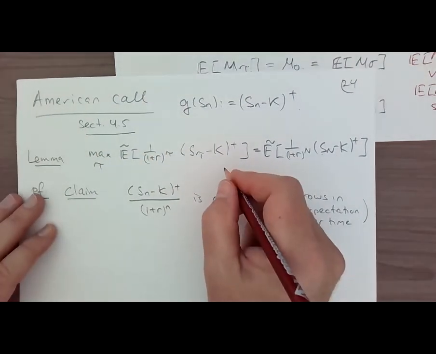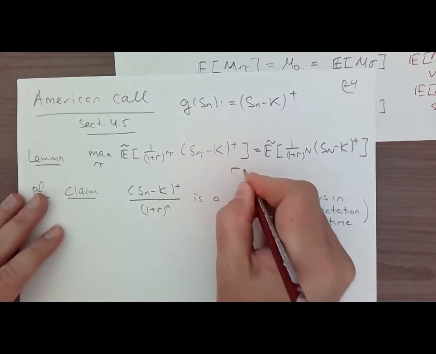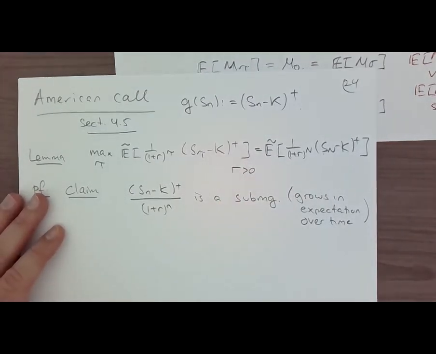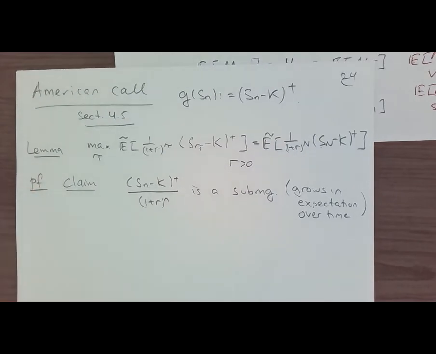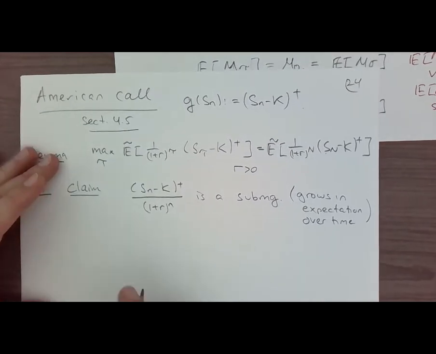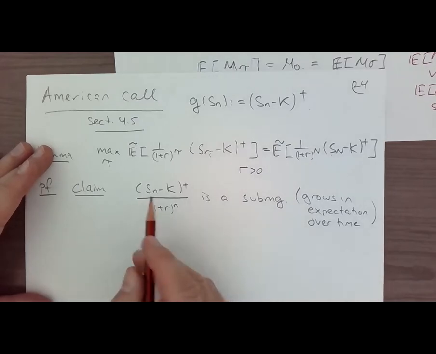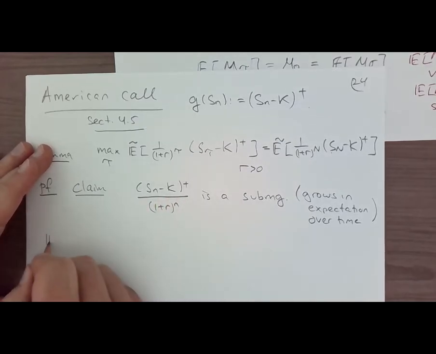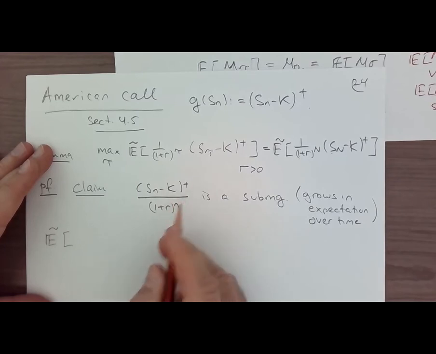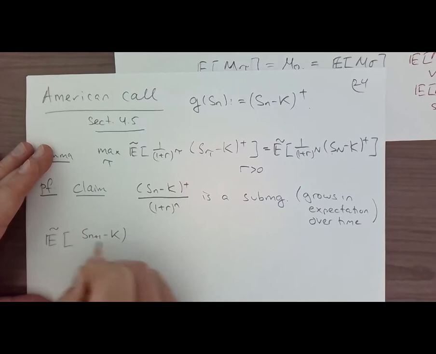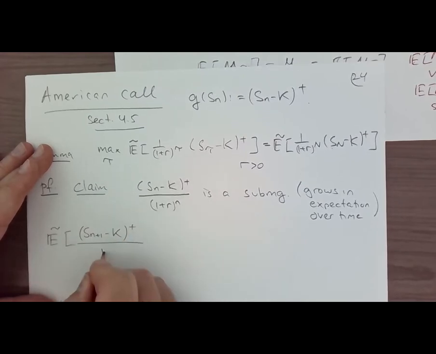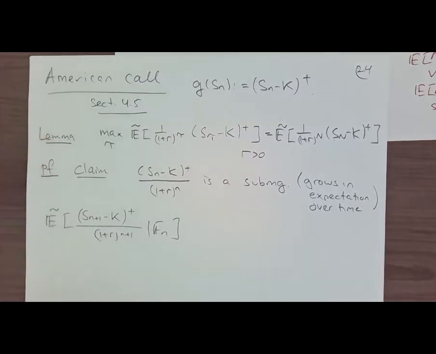This result here is going to require that the interest rate is positive. So I'm going to put that in there. And let's try to see why this is a submartingale. Well, let's try it out. To prove that something is a submartingale, there's no stopping time here. We will just compute the conditional expectation of this process evaluated at time n+1. So that's the thing we're trying to compute.